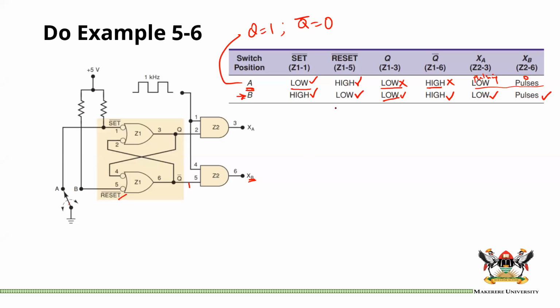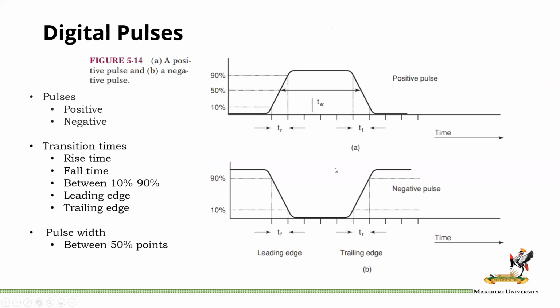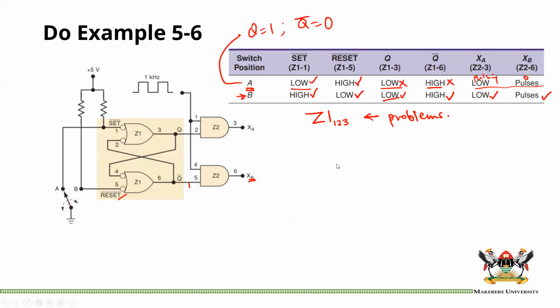Okay, so we see that there is a problem around here. The inputs into this Z1, I'll call it Z1, with inputs 1, 2, and output 3, just to differentiate it from that one. Z1 clearly, around Z1 is where we have our problems.